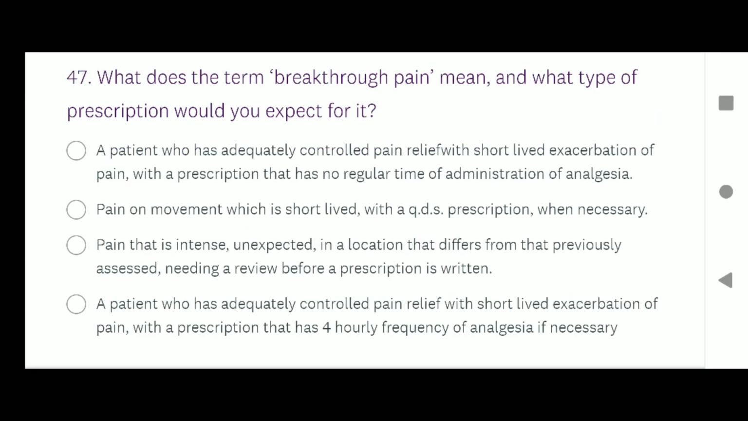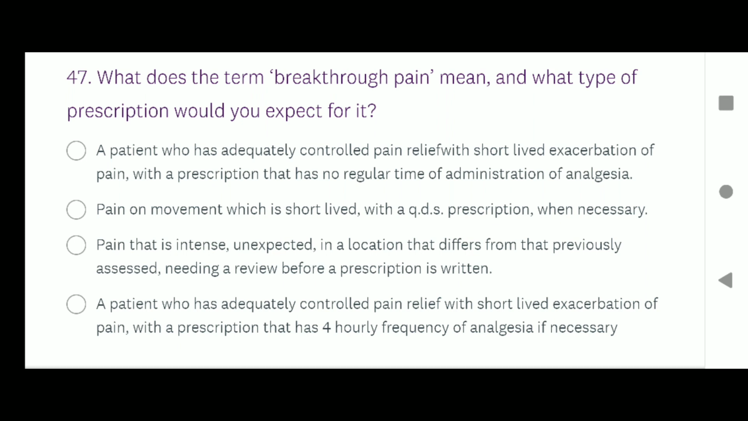Options are option A, a patient who has adequately controlled pain relief with short-lived exacerbation of pain with a prescription that has no regular time of administration of analgesia. Option B, pain on movement which is short-lived with a QDS prescription when necessary. And option C, pain that's intense, unexpected in a location that differs from that previously assessed, needing a review before a prescription is written. And option D, a patient who has adequately controlled pain relief with short-lived exacerbation of pain with a prescription that has 4-hourly frequency of analgesia if necessary.